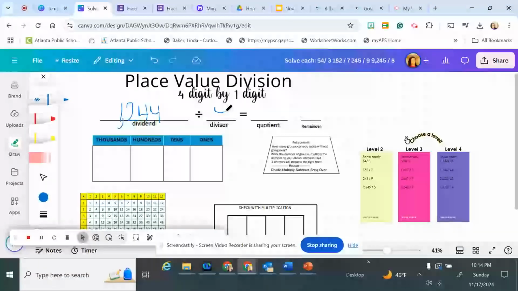So the 1,244 is our dividend, and the 4 is going to be our divisor. And when we get our answer, that's going to be our quotient. And if we have a remainder, we'll put our remainder right here. All right, so the first thing we want to do is break this number down and put it in the correct place value chart in the correct location.